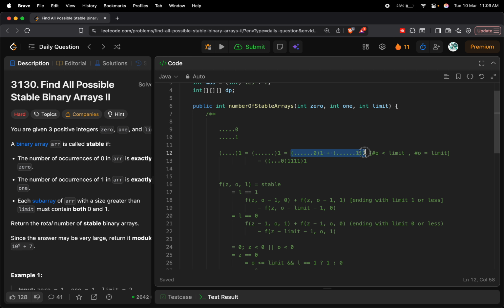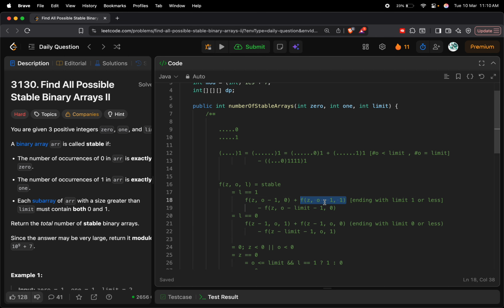Two sub problems. The first sub problem is, since the last character has been freezed with 1, I have to form the rest of the sub array with 0 zeros and 1 minus 1 ones in it, and it can end with 0 or it can end with 1, right? It can end with 0 or it can end with 1. So this is what we have.